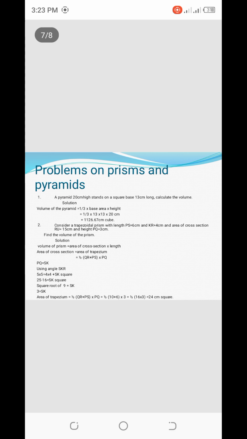Problems on prisms and pyramids. The first is: a pyramid 20 cm high stands on a square base of 13 cm long. We have to calculate the volume.